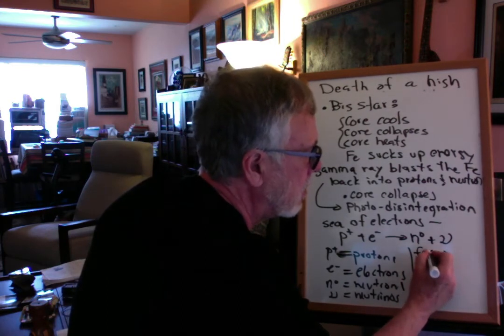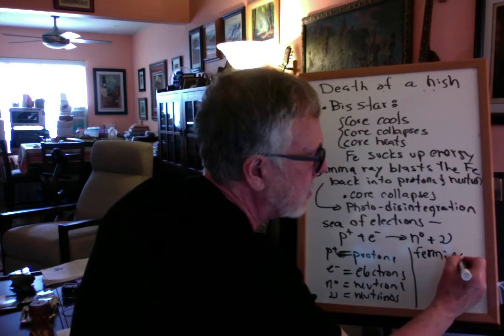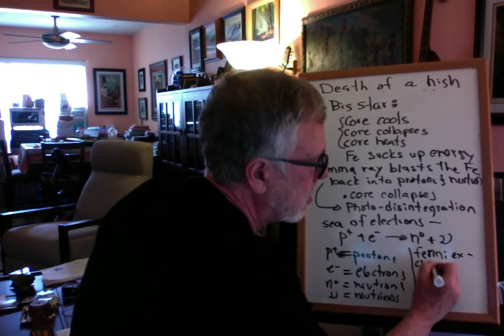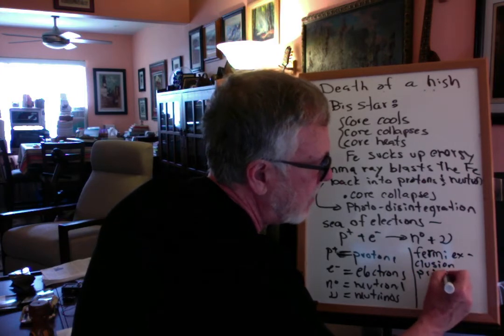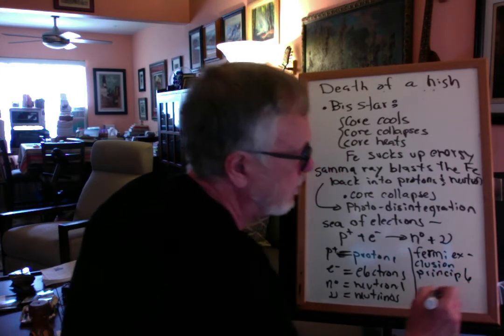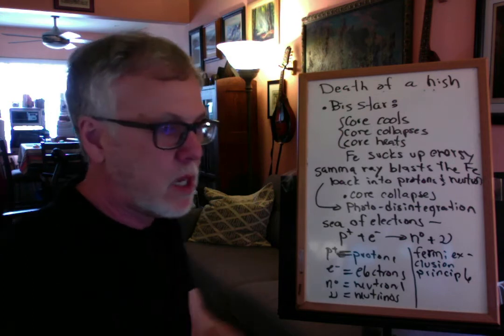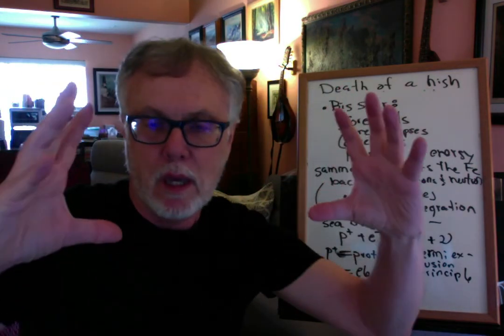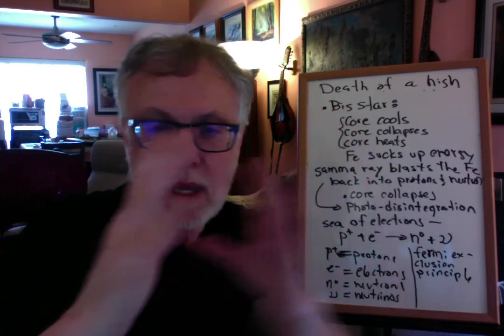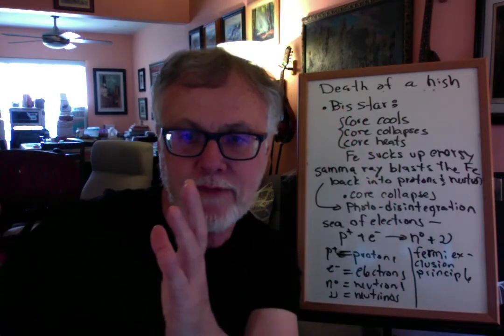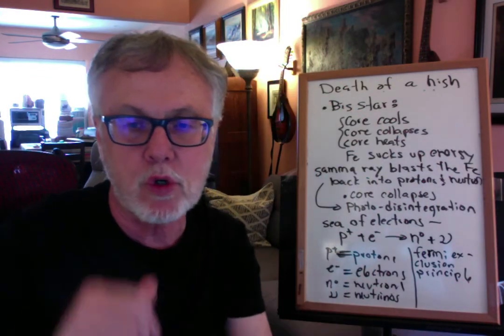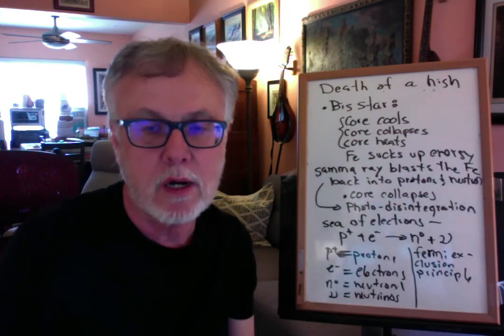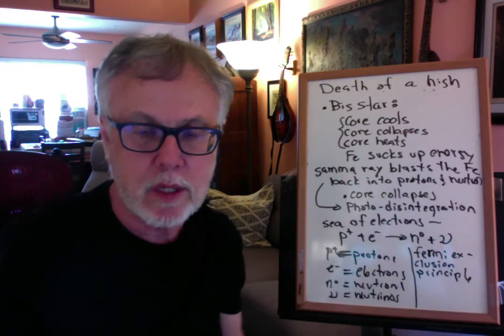That's the Fermi exclusion principle, which says that they can't be too close together. So imagine this. You got this core of neutrons collapsing down quickly, and then a whole bunch of mass following around, dropping on top of the neutrons from the envelope of the star. And this is going quickly.